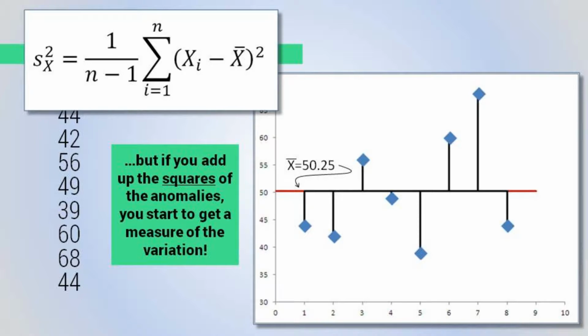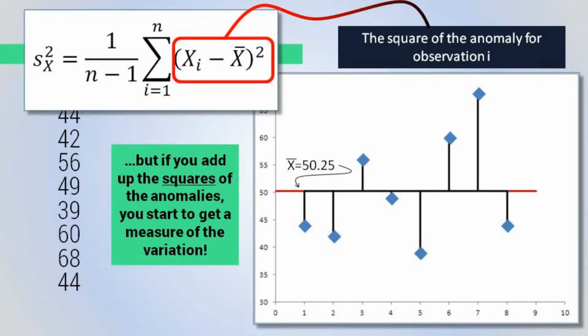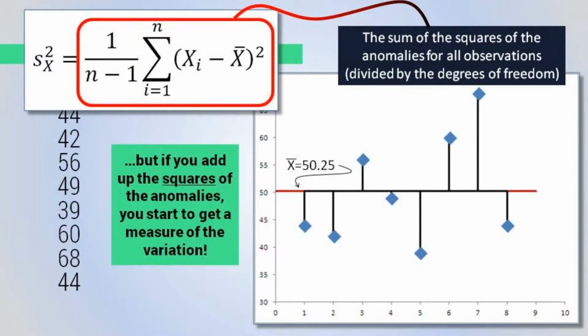Oh, I see. So if I put my equation up there for sample variance, s squared x, we can start parsing this and seeing how this definition works. I have the anomaly at observation i, that would be xi minus x bar. I'm going to square it so that it's always positive and it gets really big if we're far away from the mean, from the average that is. So the square of the anomaly at observation i. Then I just summed them all up from i equals 1 to i equals n, the sum of the squares of the anomalies. And then as it happens, we divide by n minus 1.